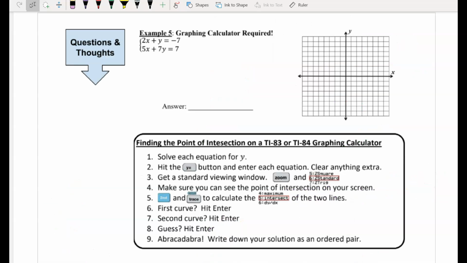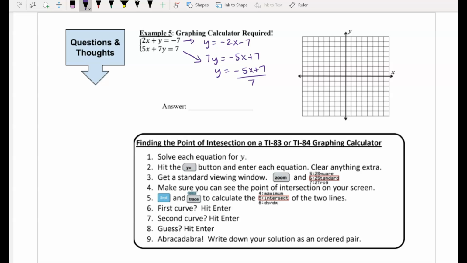I'm going to show you how to graph and find the intersection on the TI-84. You can use any graphing calculator that you want. I'm also going to show you how to do it on Desmos. But if you use a different calculator, then you're going to have to look up the steps for solving by graphing on your own. Using the TI-84, we have to solve each of our equations for y. So pause the video and go ahead and solve each of these equations in the system for y.